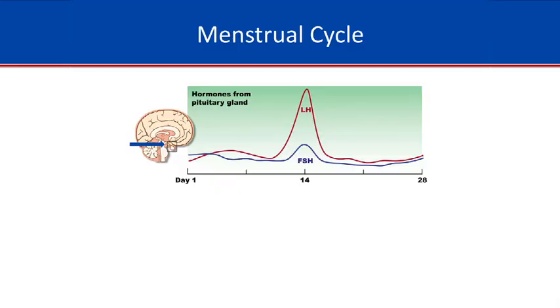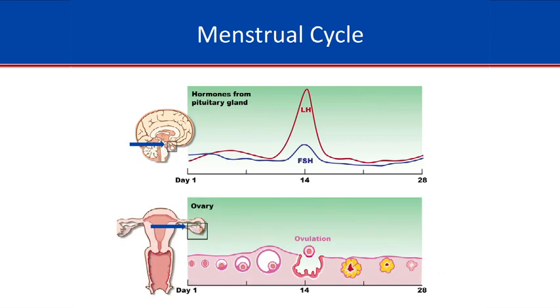So now I want to briefly describe what's involved with the menstrual cycle. Now, at the time of puberty, hormones are released from the pituitary gland in the brain. These are FSH and LH, and here you can see how the levels rise and fall over the 28-day menstrual cycle. Now, these hormones have an effect on the ovary. They stimulate some of the eggs to mature each month, and then on day 14 of the cycle, a single egg matures and is released at the time of ovulation.